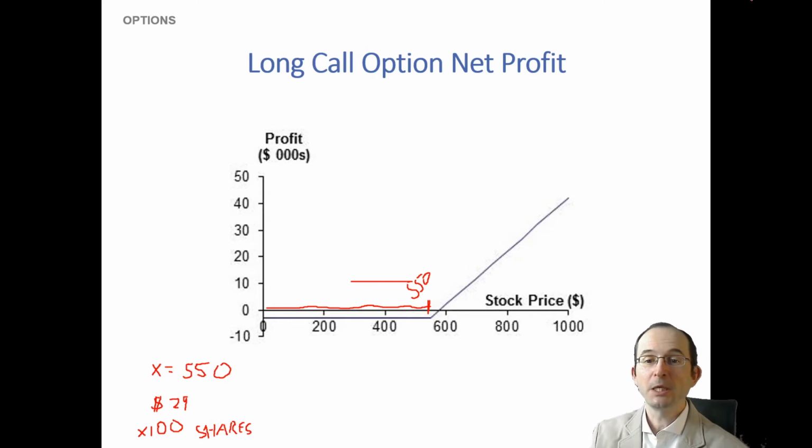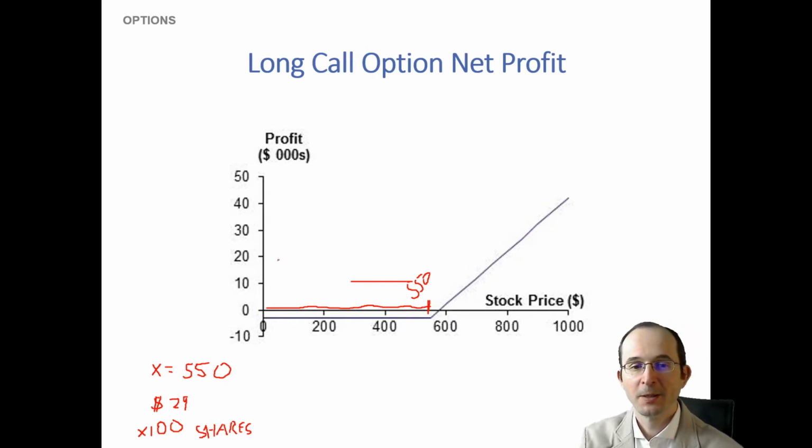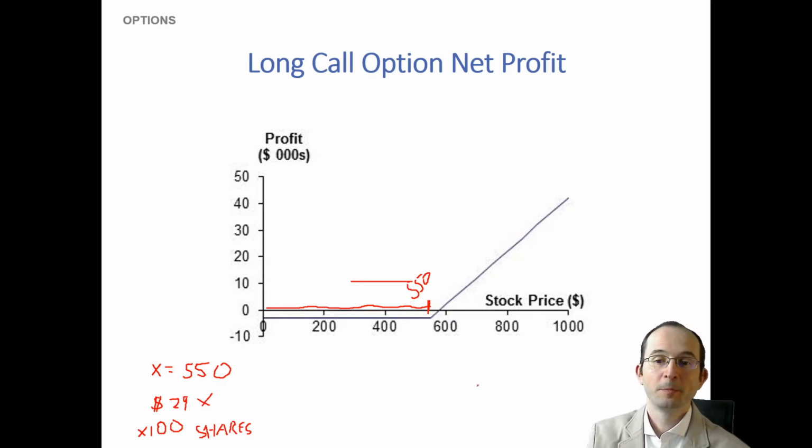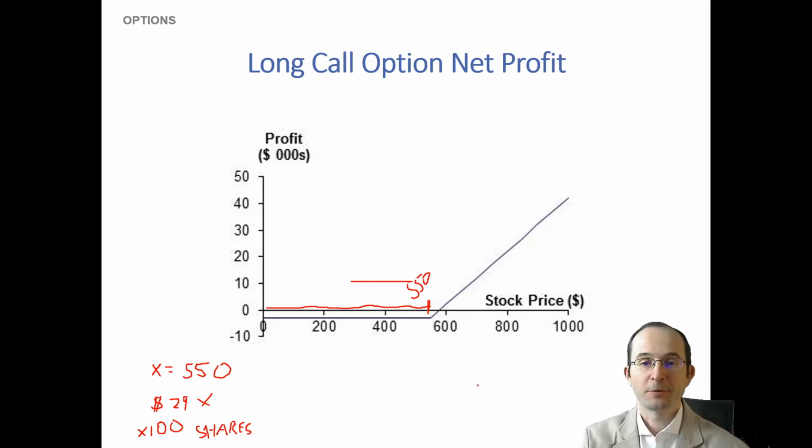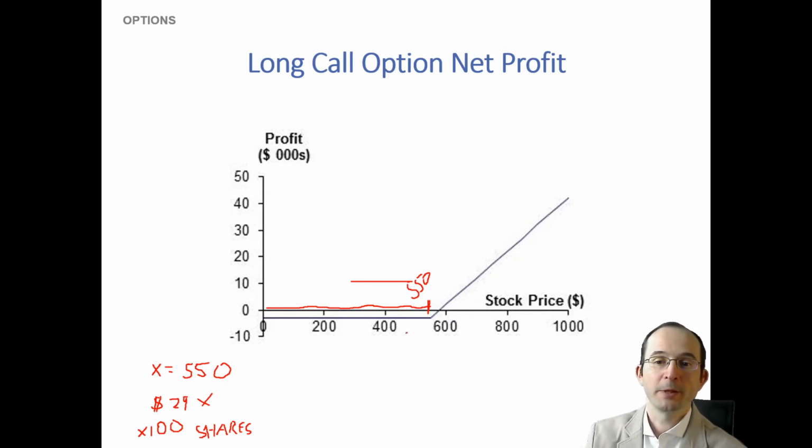And of course, what that means is that we would essentially have just lost this $29 premium per share for 100 shares. In other words, our loss would be $2,900. Now, if the price of Google rises above $5.50, we'd still want to exercise our right to actually buy those shares, because at least we could recoup some of our premium.